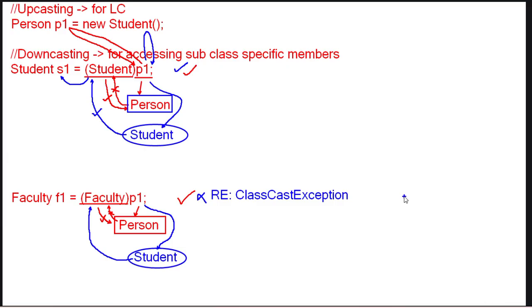Third point. The problem in upcasting is we cannot access subclass specific members. It leads to compile time error.